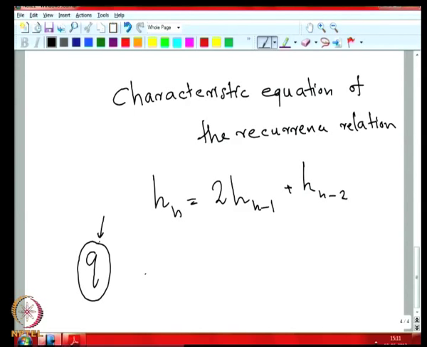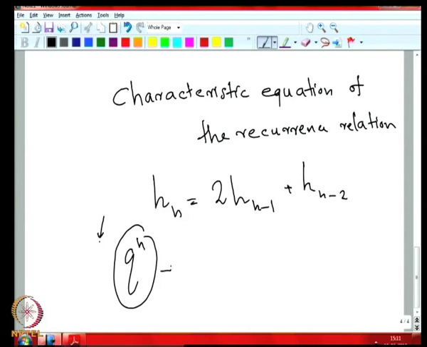the solution for this recurrence relation will be of the form q to the power n. Suppose we guess like that, and then you substitute here. I do not know for which q it will be satisfied, or whether it will be satisfied or not. So, we substitute and try whether it will work out or not.